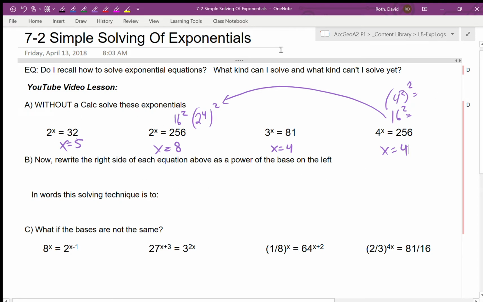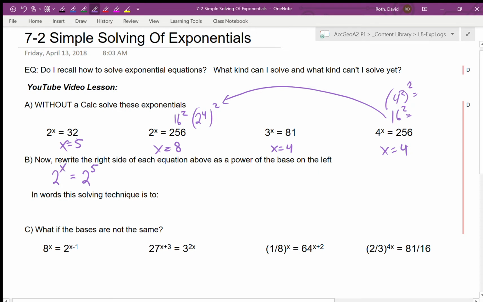So what's the underlying principle at work here? If I rewrite each side as a power of the base on the left, well, hopefully you can see that this is 2 to the 5th is equal to 32, which is 2 to the 5th also. I really should put x here. That's the whole idea.